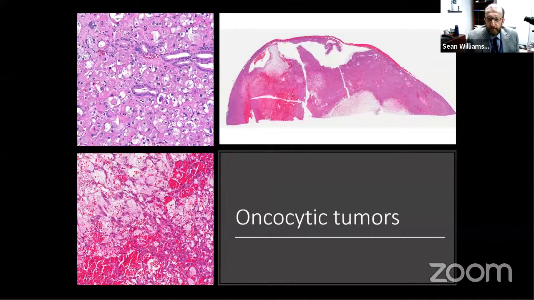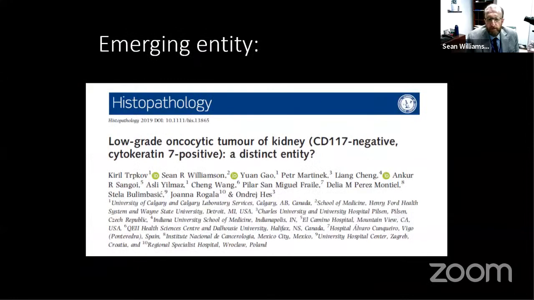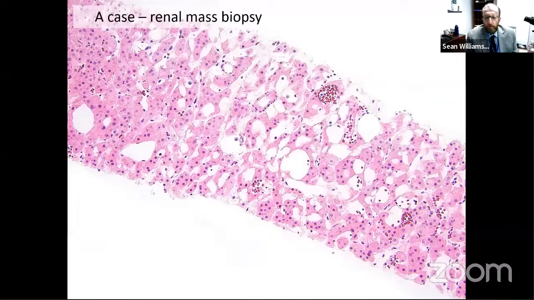For the next section of the talk, I'd like to move on to oncocytic tumors and talk about some of the new emerging concepts in oncocytic renal tumors. So one emerging entity in the oncocytic spectrum of tumors is something that Kiril Trpkov and myself and Andre Hess and our group proposed under the terminology of low-grade oncocytic tumor. And I'll show an example of one of these and why I think it's recognizable as a little bit different from other oncocytic tumors. So here's a case encountered in a renal mass biopsy.